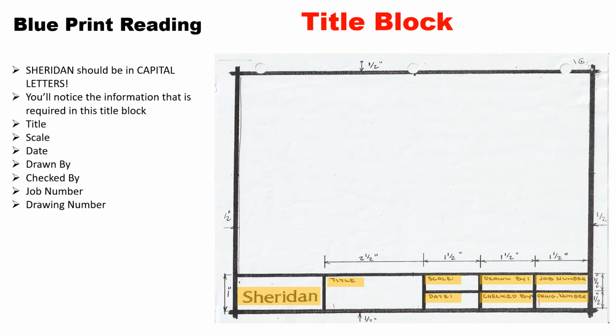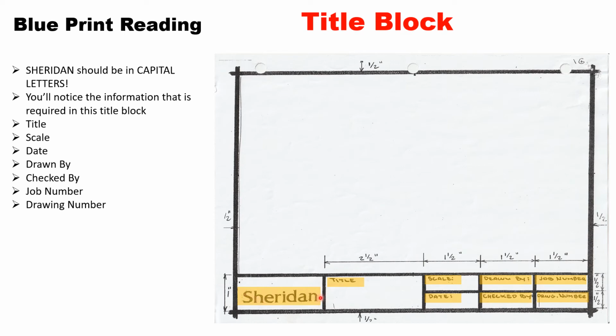Now these are given to you. The job number and the drawing number are given to you. So it's information that I would give you or your employer would give you, and you would put in the appropriate window. So when making the title block, you must write these titles in each block and then fill them in. So that means that once you've constructed this title block, you must write Sheridan.